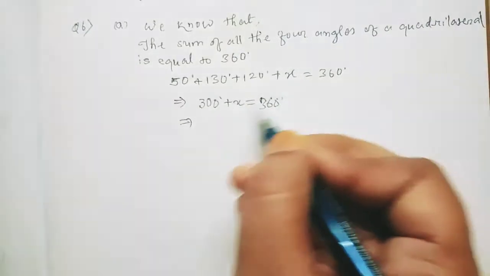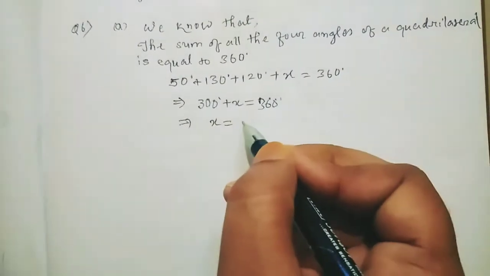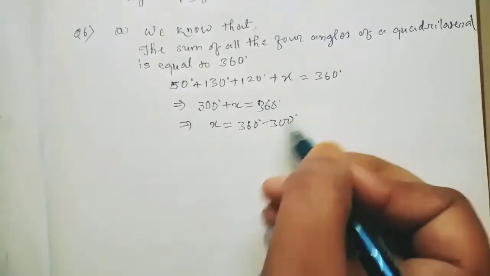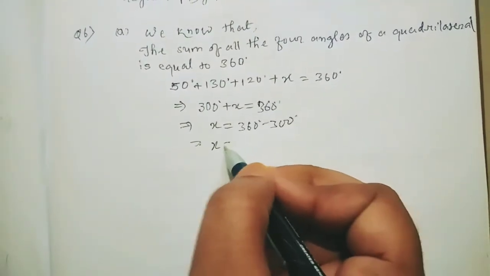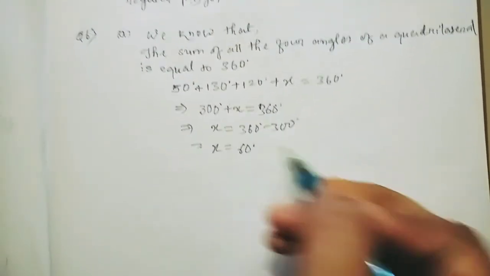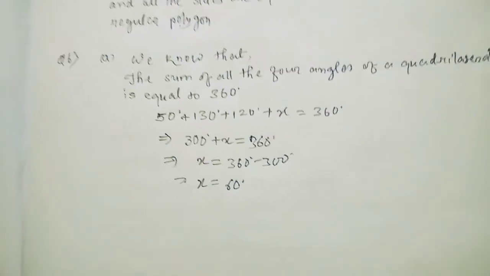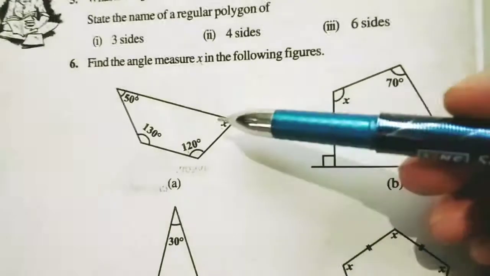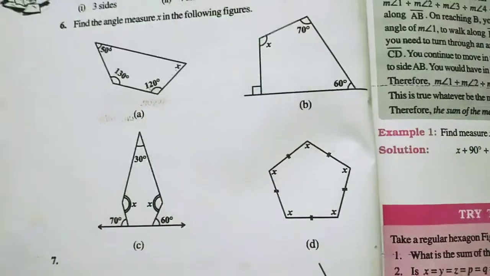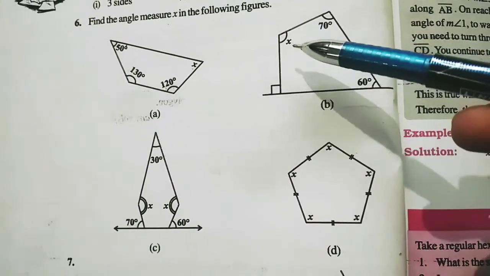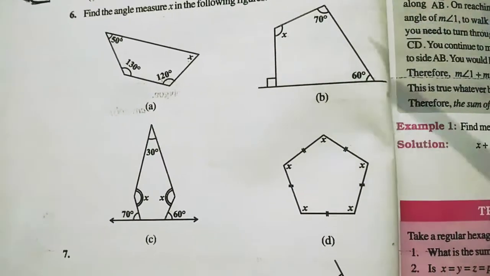So this 300 will go to that side. So the x value will come out as 360 degree minus 300. So it is what? x equal to 60 degree. This is the value of that angle x in the quadrilateral. In this way you have to do the question. Okay students, this B number is your homework. You have to find the value of x here. So think and find it.